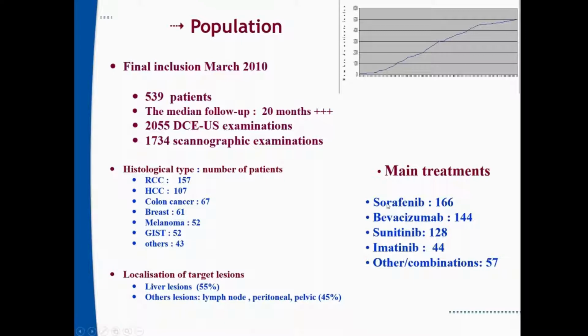Remember the anti-angiogenic drugs, which give the necrotic area. These are sorafenib, bevacizumab, sunitinib, and imatinib. Concerning the target, half of the patients had lesions in the liver, but half outside: lymph node, peritoneal lesion, or kidney lesion.